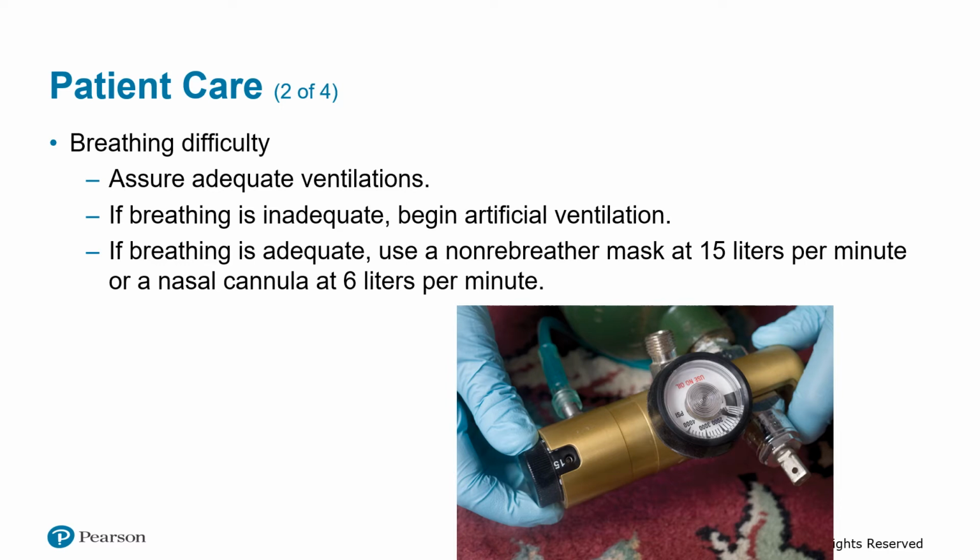So, patient care for a patient in difficulty breathing. We're just going to ensure adequate ventilations. If their breathing is inadequate, we want to begin artificial ventilation with positive pressure ventilation, the BVM or pocket mask or something like that. And then if it is adequate, do they need a nasal cannula or a non-rebreather?